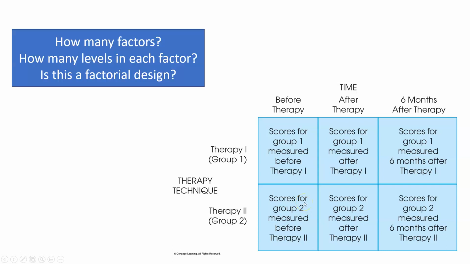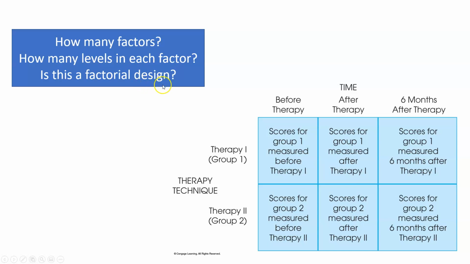So my question for you is this. How many factors would there be in a situation like this, where you've got 2 different types of therapy, and you've measured them at 3 time points? Hopefully you said there were 2 factors. This is the first factor. This is the second factor. My next question is, how many levels in each factor? Hopefully you notice that there are 2 levels in the first factor and 3 levels in the second factor. So let me ask this question. Is this a factorial design?